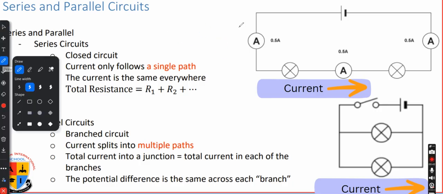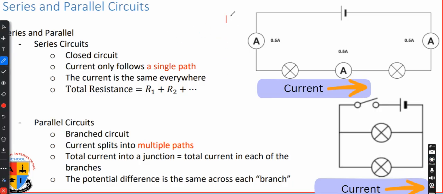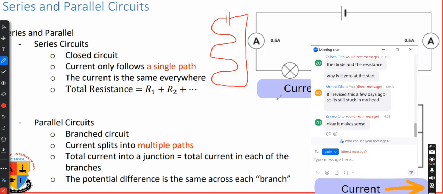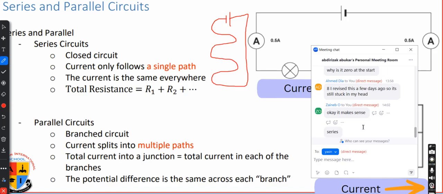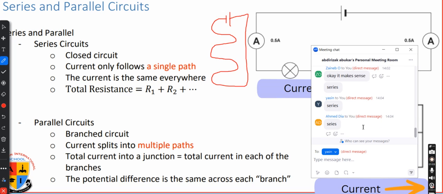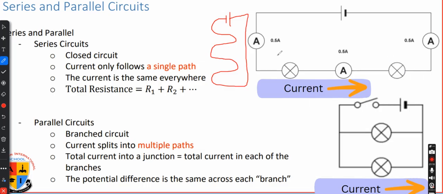So for instance, if you have something like this, I want you to type it in the chat. What do you think? Is this a series circuit or is it a parallel circuit? Type it in the chat. Yeah, Zainab? Yasin? Okay, so most of you are getting this one right. In fact, all of you.